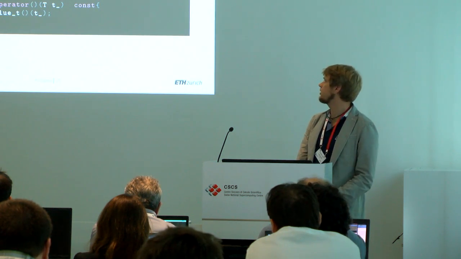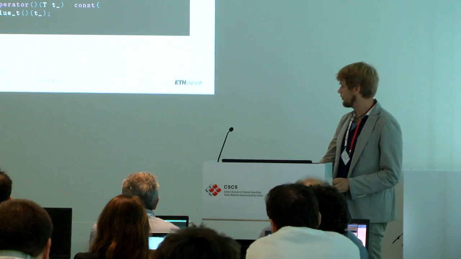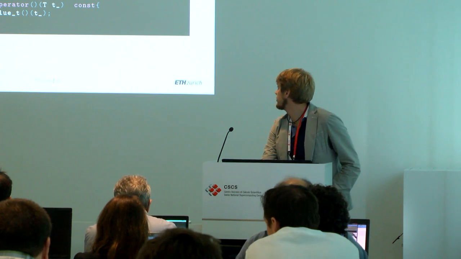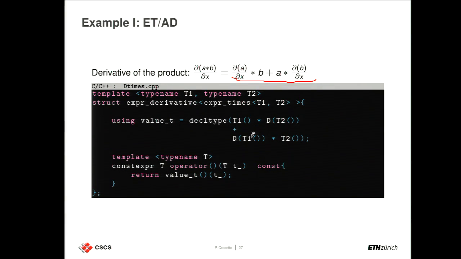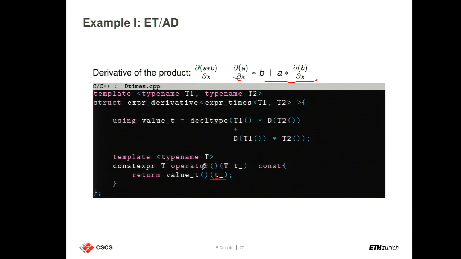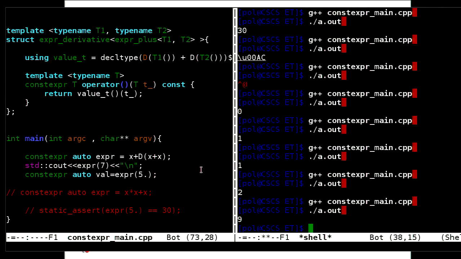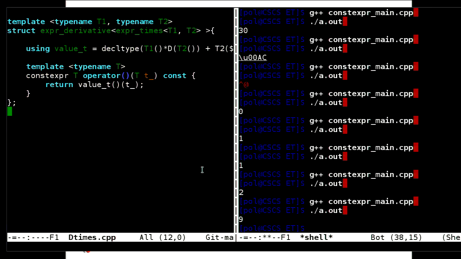So the times is the same strategy. You want to implement this rule. You do the decltype of exactly this expression: T1 plus times T2 plus derivative of T1 times T2. And I evaluate this value T in the point T. So I add this part.